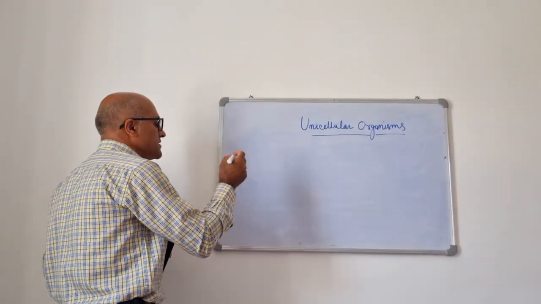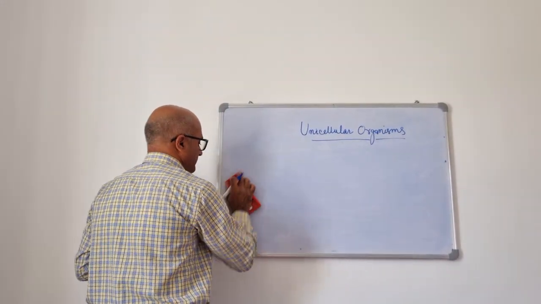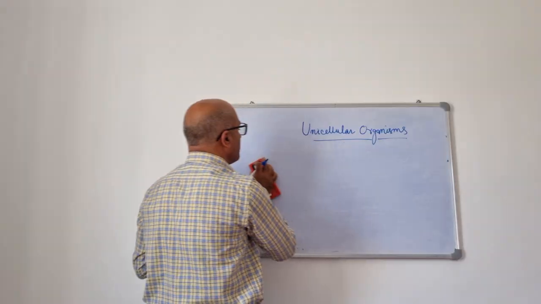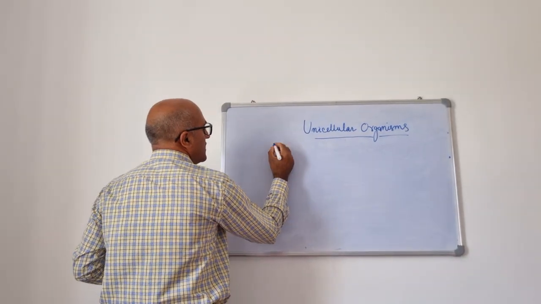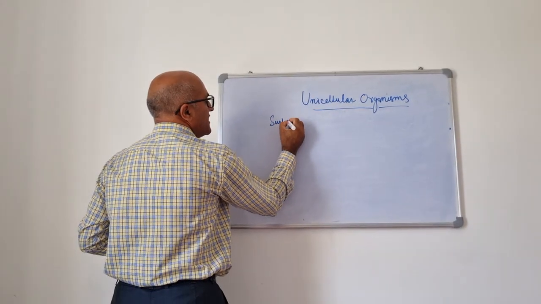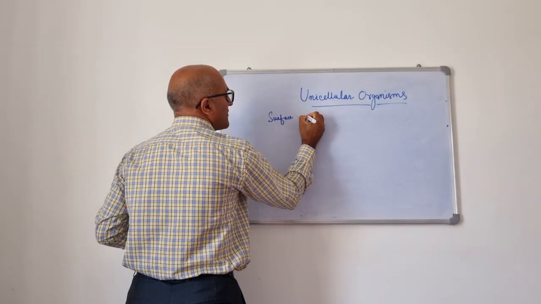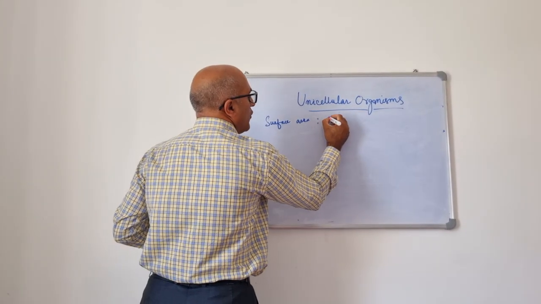Here in this unicellular organism, we have a concept called surface area to volume ratio.